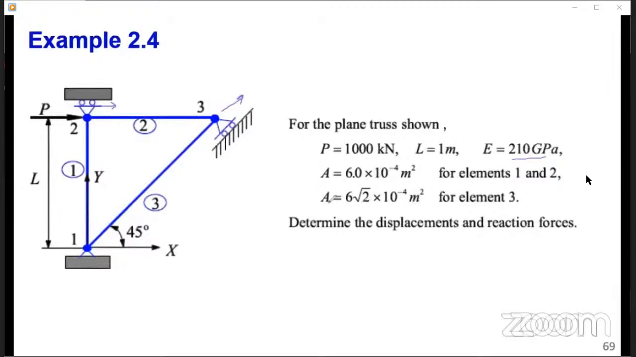Now the A for element 3 is also given. It's different from the others. So you are required to determine the displacements and reactions. So displacement. Looking at the supports, support 1 is pinned. And this being a pin joint, of course, we do not allow rotation to occur, because no moments are going to develop. So U and V at node 1 are equal to 0.